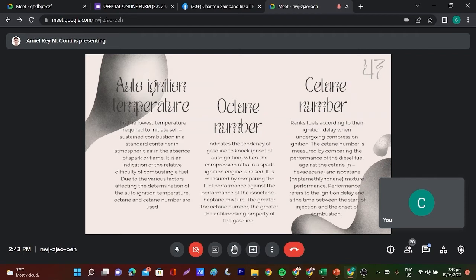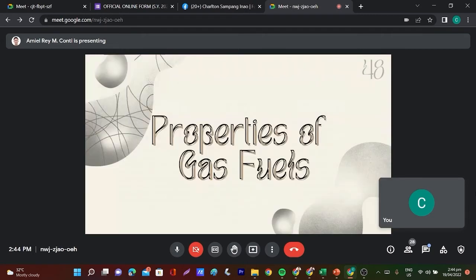Okay na. Cetane number ranks fuel according to their ignition delay when undergoing compression ignition. The cetane number is measured by comparing the performance of diesel fuel against the cetane, hexadecane, and isocetane or heptamethylnonane mixture performance. Performance refers to the ignition delay and is the time between the start of injection and the onset of combustion. Ginagamit po siya para ma-compare po, pang-measure po siya para makuha po yung auto-ignition temperature po. So, ginagamit po yung octane number tsaka cetane number. Okay, next po. Yun lang po para sa liquid fuels. In next na po magre-report.